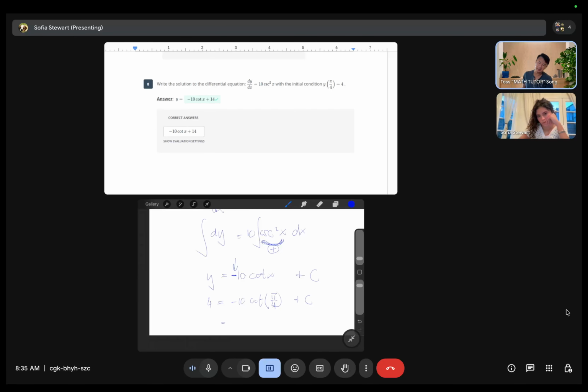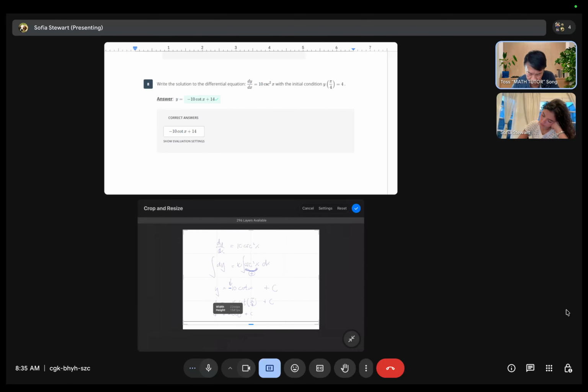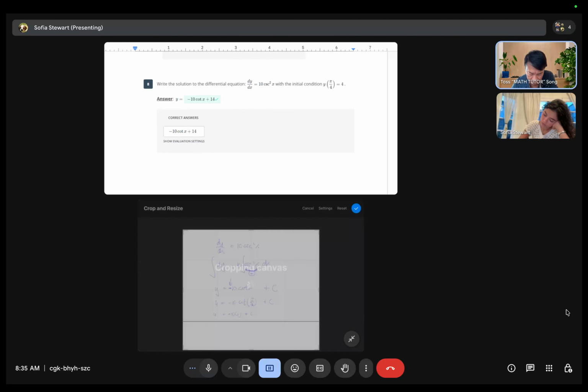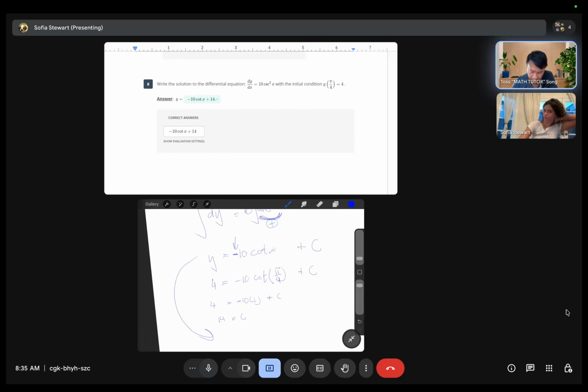What is the cotangent of pi over 4? It's root 2 over 2 times root 2 over 2... isn't that just 1? Yeah, so it's going to be a negative 10 times 1 plus c, and that's it. And then you add 10 to both sides, and you see it's positive 14. So c equals 14. And then you reuse this whole thing with c being 14. Is that okay? That's it.